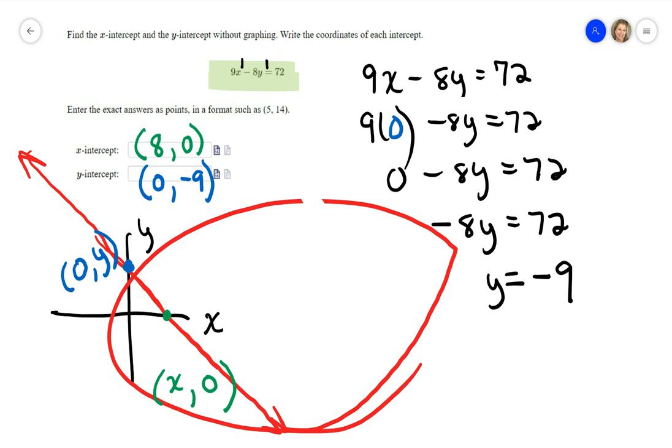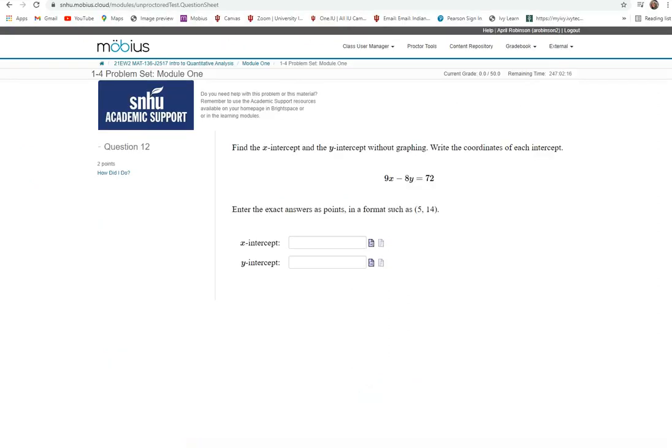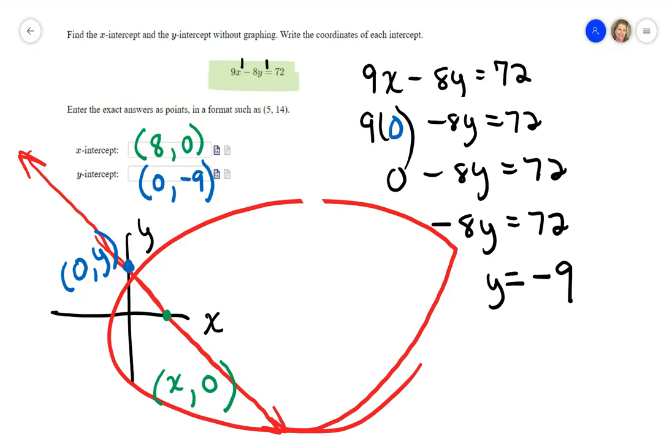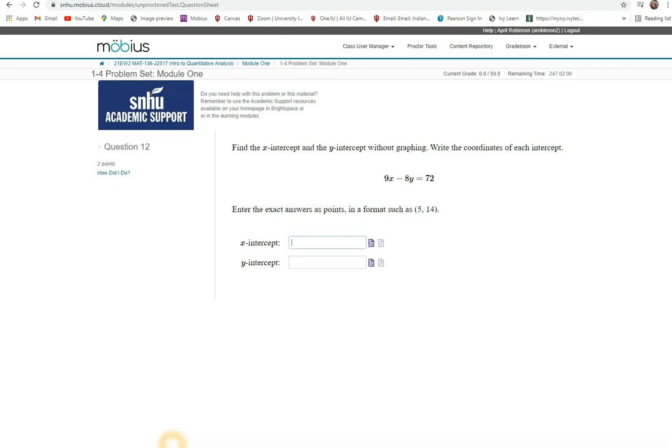And if you don't believe me, I will go back to Mobius, and I will click on this, and my x-intercept was, I forgot already. What was my x? Oh, 8, 0. Oh boy. And ordered pair 8, 0. And then my y-intercept was 0, negative 9.